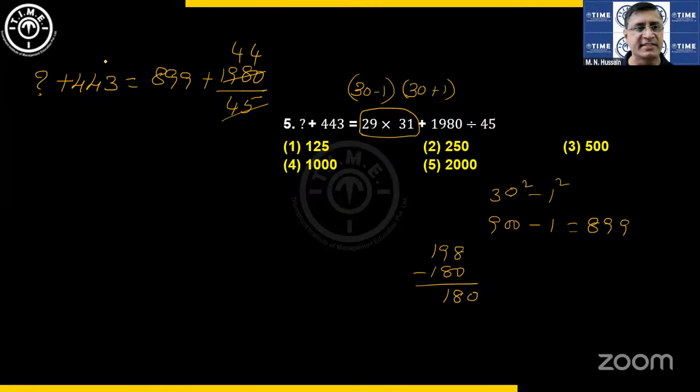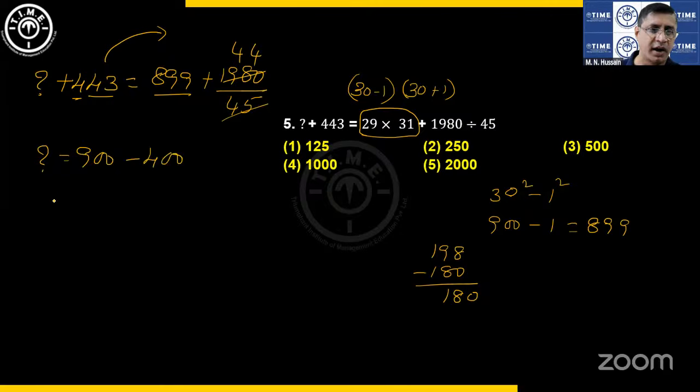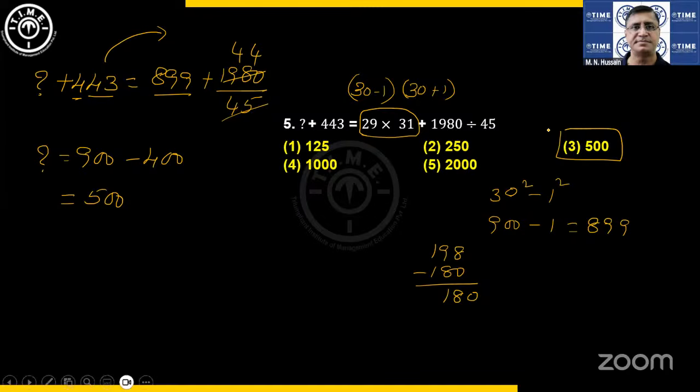443, when you take it to the other side, becomes negative. So 44 minus 43, that is 1. 1 plus 899 is 900. 900 minus 400. The value of the question mark is 500. Answer choice 3. The third choice is the right answer. Option 3 is the answer for this question.